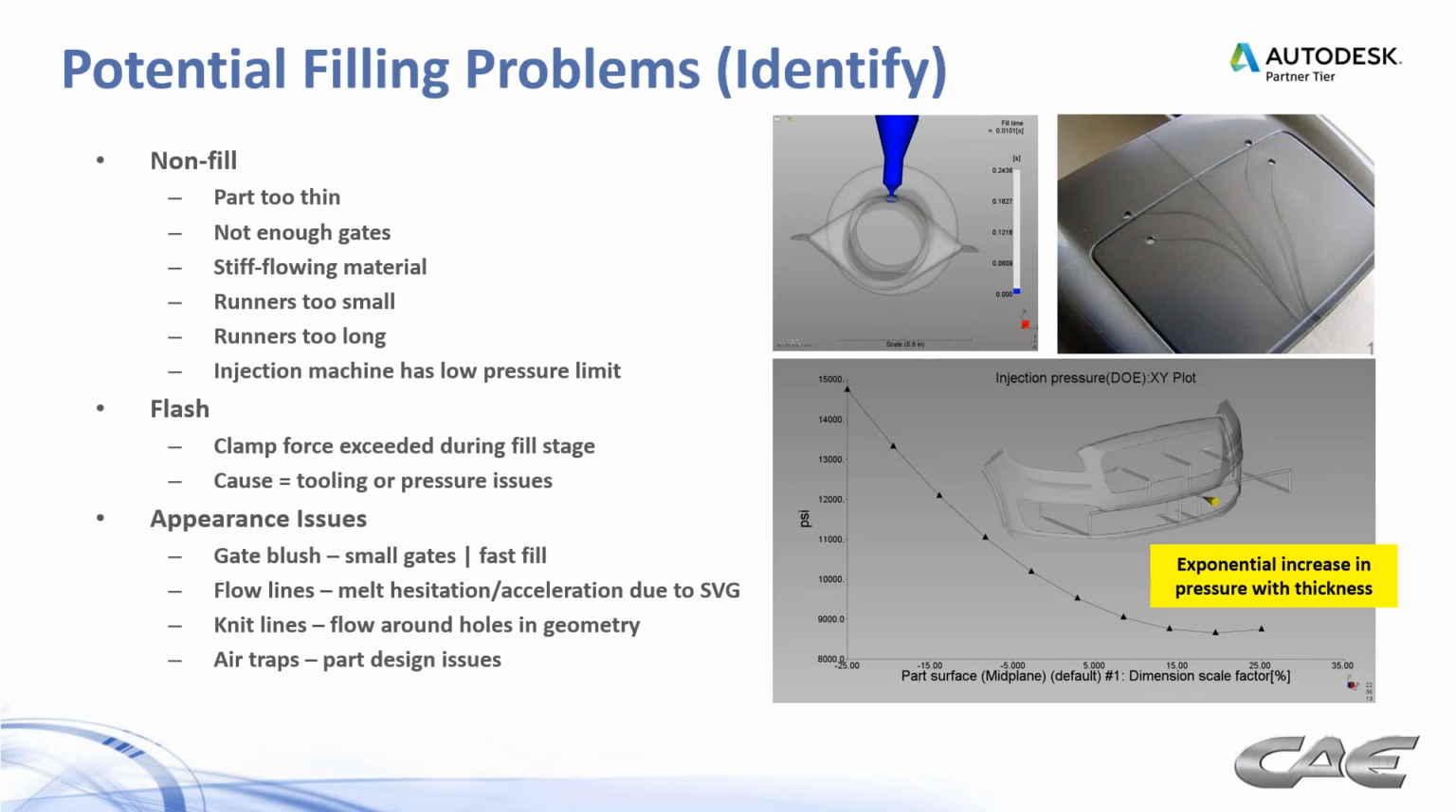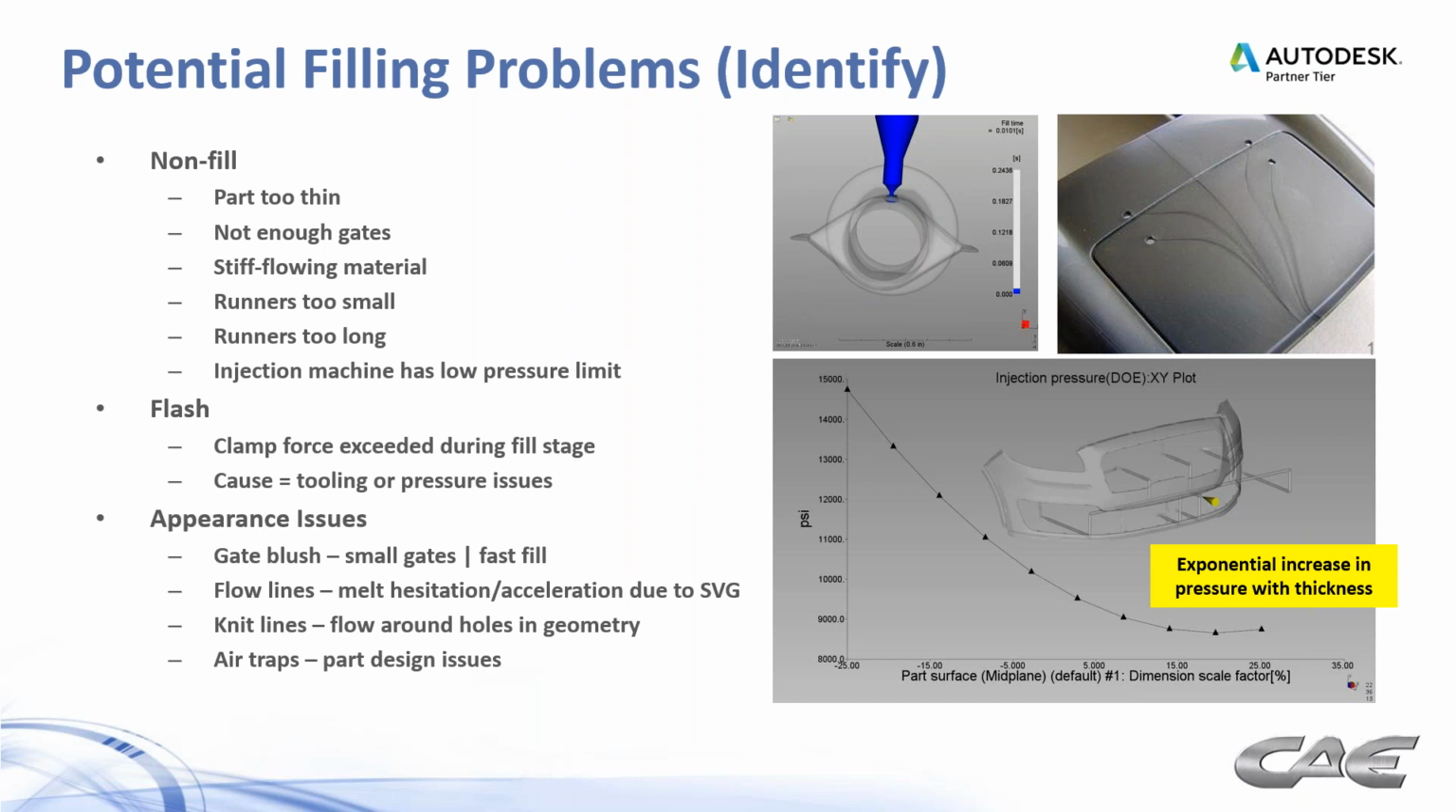So that's the predict end. We've got to make sure we have good information going into our simulation model, so that when we start simulating things, we can trust the results and then use that information to help identify potential filling problems. Okay, so that's the next stage.